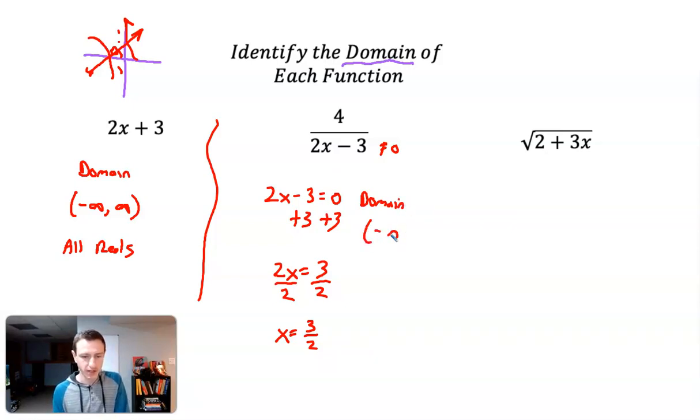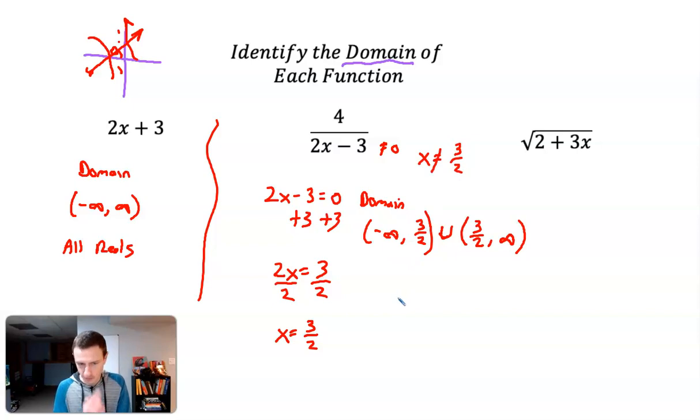So I could write this as negative infinity up to 3/2, with a parenthesis, because we don't want to use a bracket, because a bracket would indicate that the domain exists at 3/2, but we want to use a parenthesis because the domain does not exist at 3/2. So x cannot equal 3/2. And then union that with parenthesis 3/2 out to positive infinity. So any other number is perfectly fine for this domain. We could plug in any number, negative 1,000, anything, and it would be okay besides at 3/2. So x cannot equal 3/2. So everywhere else but 3/2.